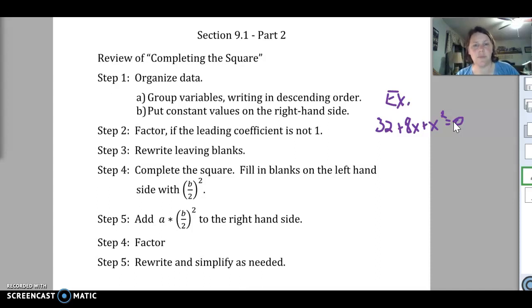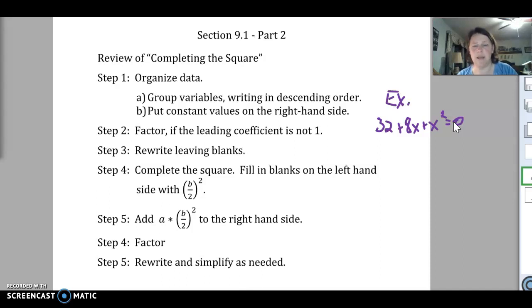So very first step, we want to organize our data. When I look at this, I want things in descending order. I also want my constant value on the right hand side. In your homework assignment for this section, you're going to have x values that you have to complete the square for, as well as y values, all in the same problem. So it'll take a lot of organizing when we get a little bit farther.